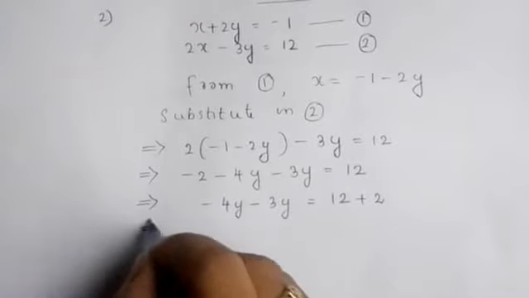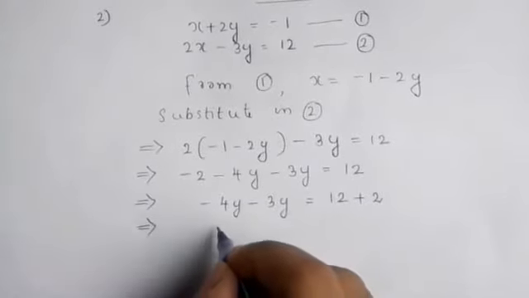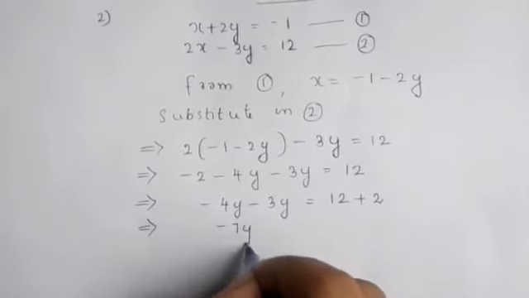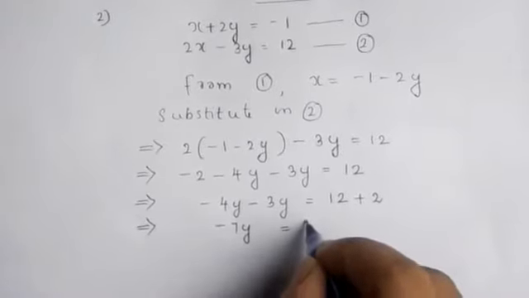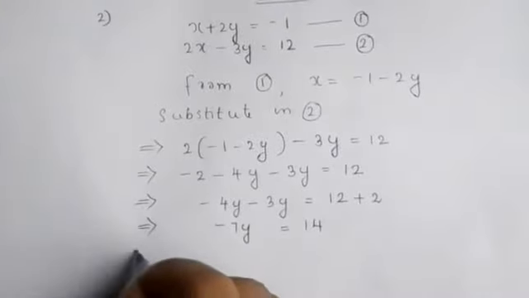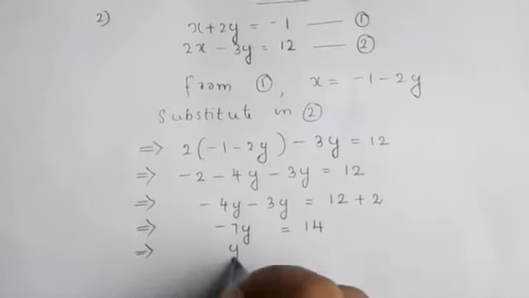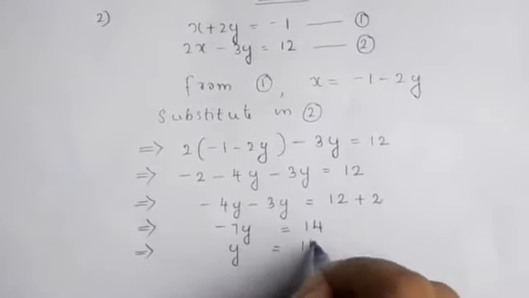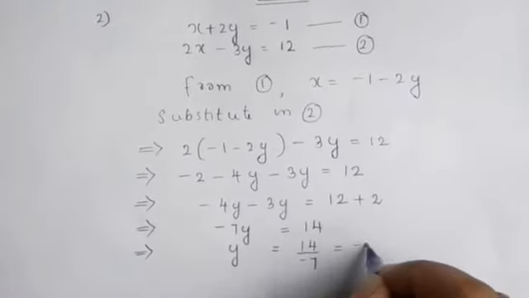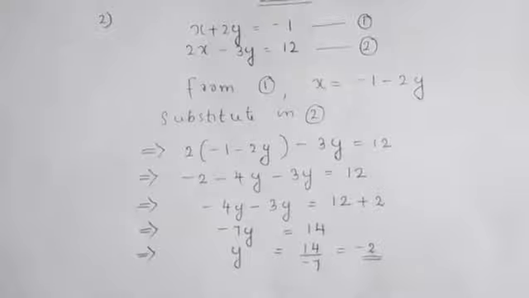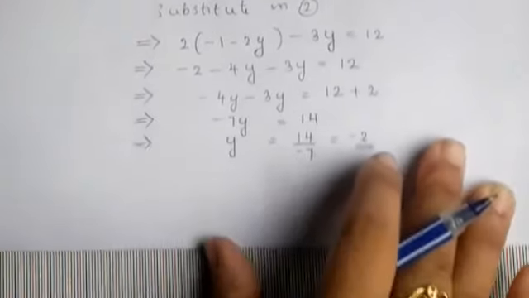Okay, now what is that? Minus 4y minus 3y, minus 7y. Minus 7y is equal to 12 plus 2. What is that? It is 14. So y is equal to what? 14 by minus 7. 14 by minus 7, what is that? It is equal to minus 2. So you got the value of y.